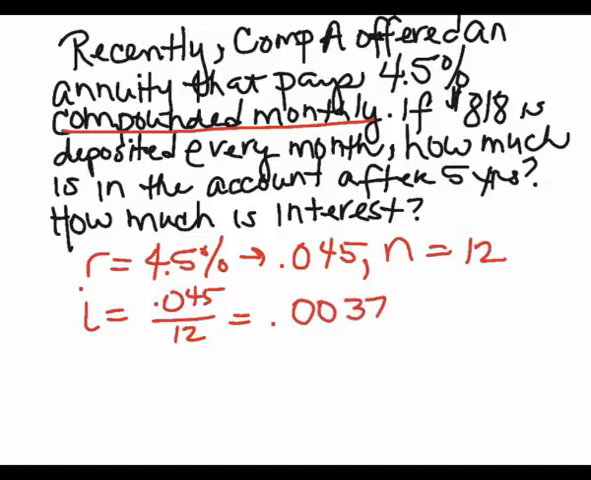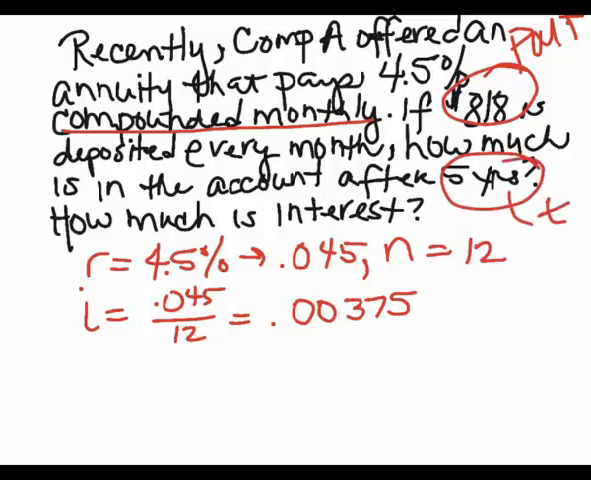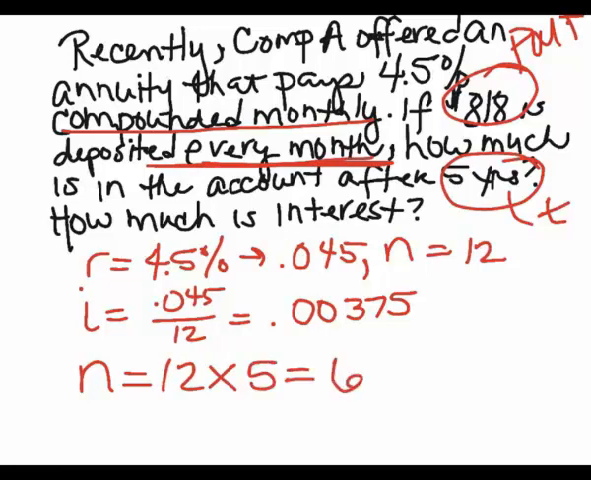Okay, let's keep reading. If $818 is deposited every month, so isn't that my PMT? How much is in the account after 5 years? That's your T. But aren't you looking for future value? Right? So isn't N the number of payments? If you're in the account for 5 years and you're making a deposit every month, then that means 12 payments for 5 years. You're going to make 60 payments. We've already done this.